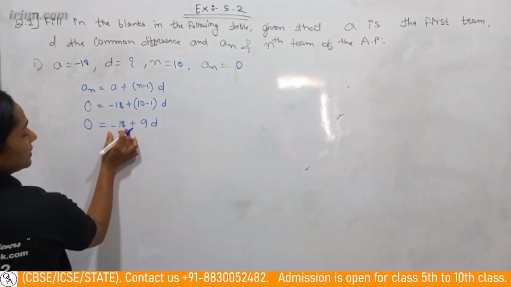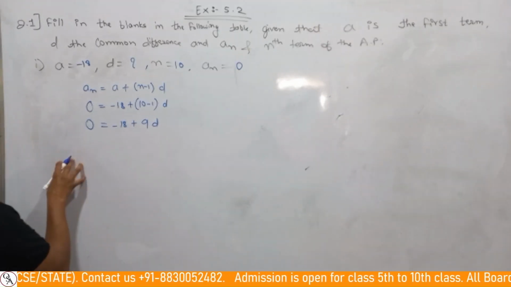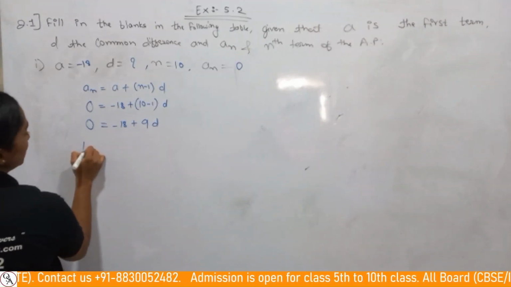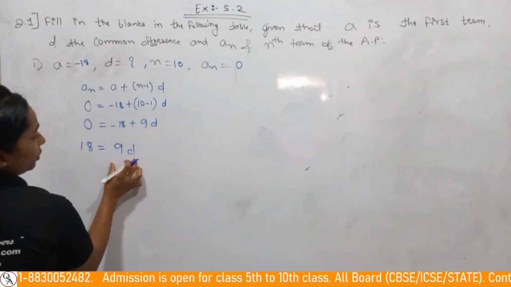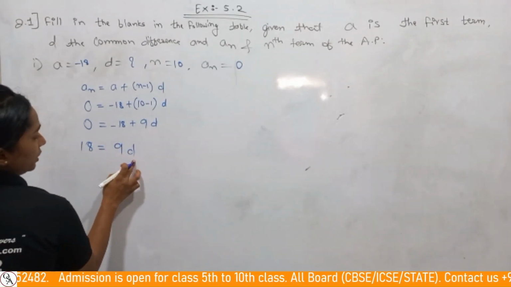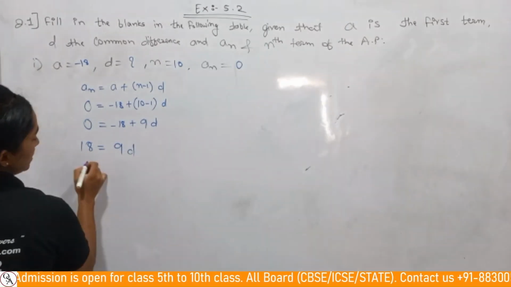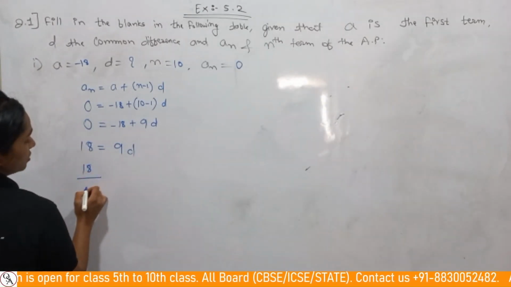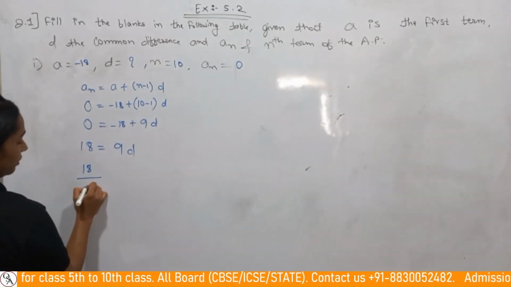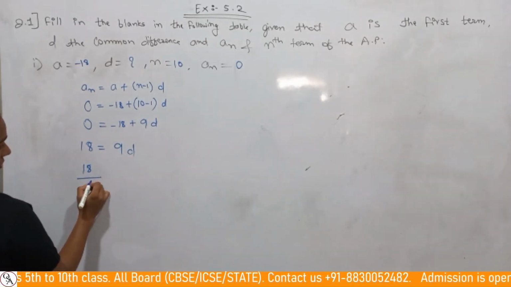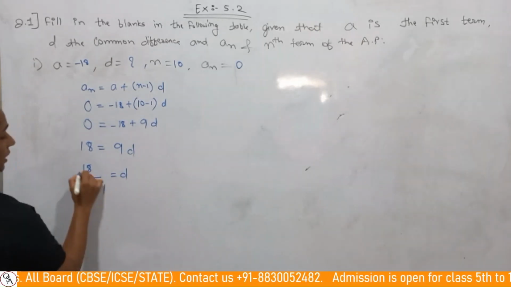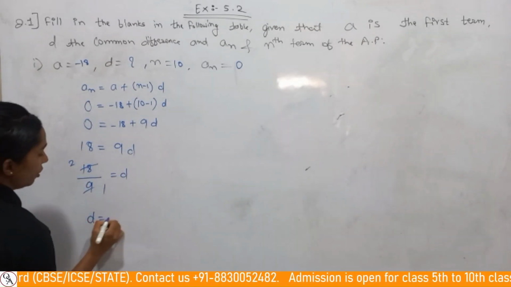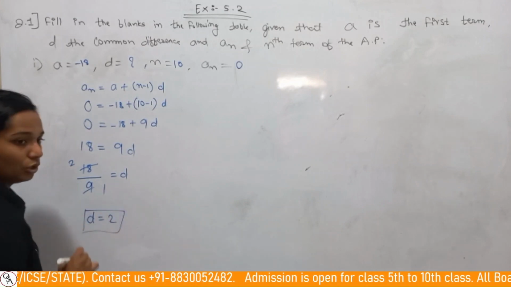So minus 18 plus 9d is equal to 0. When minus 18 goes to the other side, it changes its sign and becomes plus 18 is equal to 9d. Now 9 is in multiplication with d; when it goes to the other side, it will be divided. So 18 divided by 9 is equal to d. 9 ones are 9, 9 twos are 18. So hence I got the common difference as 2.